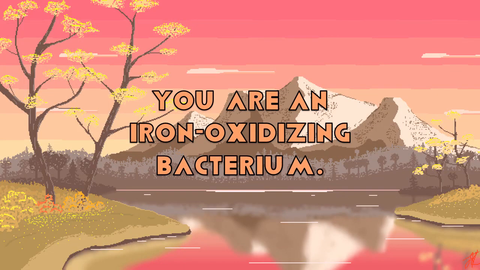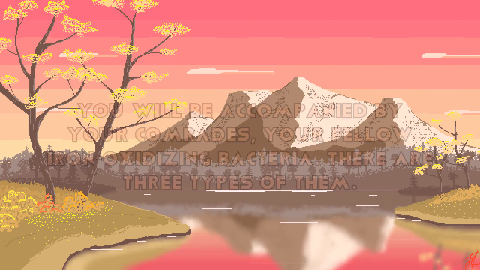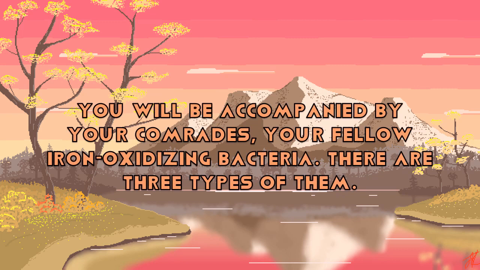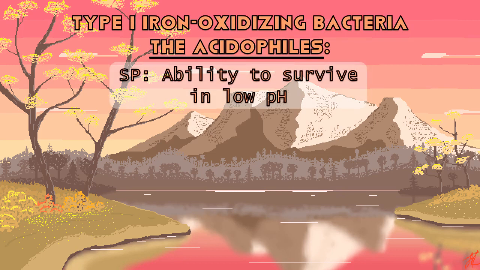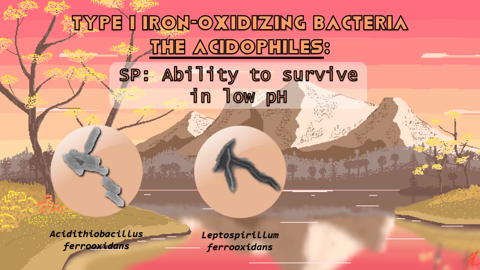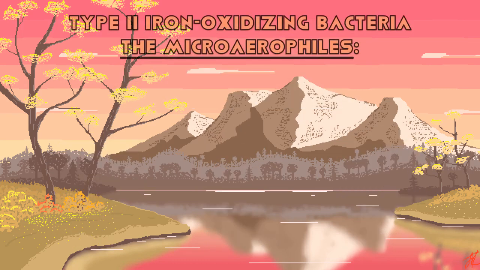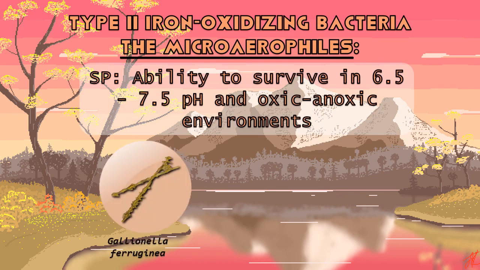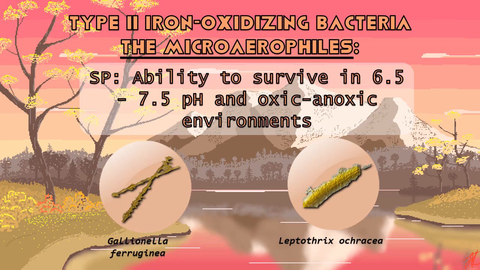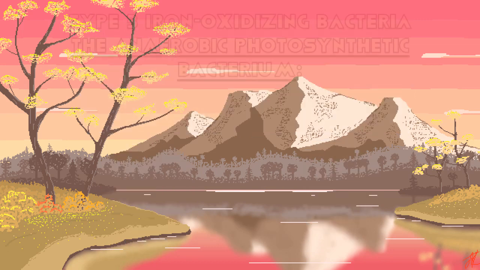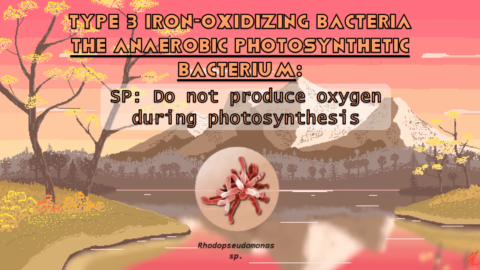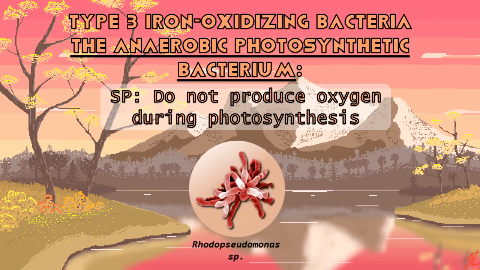You are an iron oxidizing bacterium. You will be accompanied by your comrades, your fellow iron oxidizing bacteria. There are three types of them. We have the acidophiles, those that thrive in an environment with a very low pH. We have microbes at circumneutral pH, the microaerophiles found in oxic-anoxic environments. And lastly, we have the anaerobic photosynthetic bacteria, those that do not produce oxygen during photosynthesis.